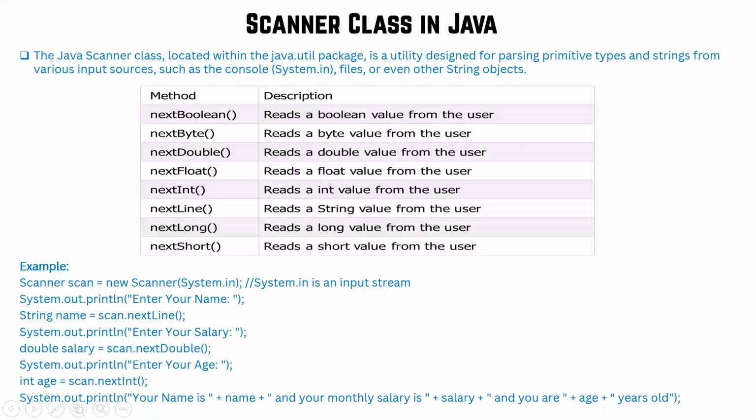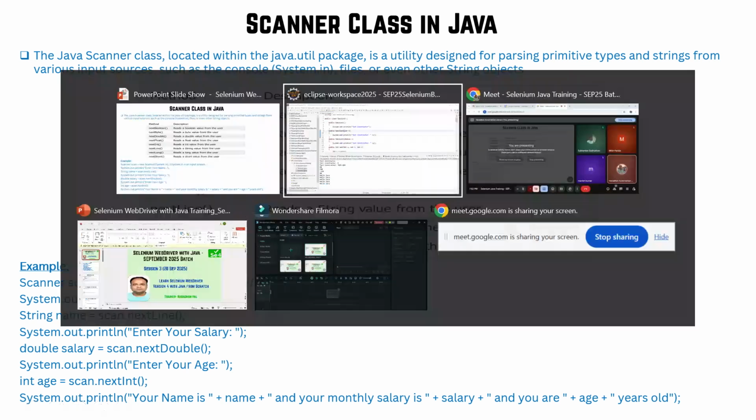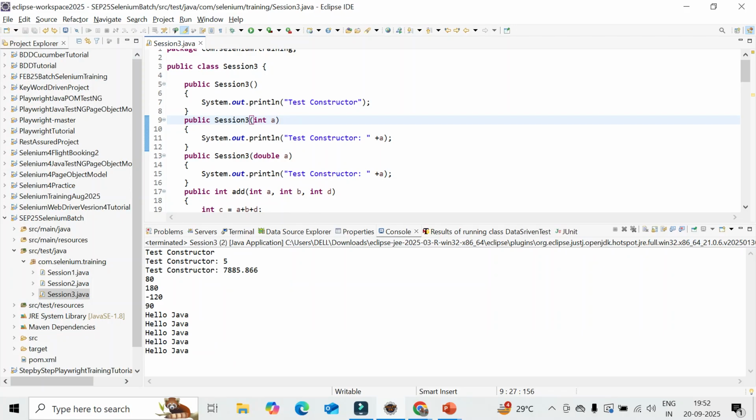So there is a Scanner class available in Java, in the java.util package. With the help of that, you can take some value from the console during execution. So what is the way we'll do it? Let's comment out all this part.